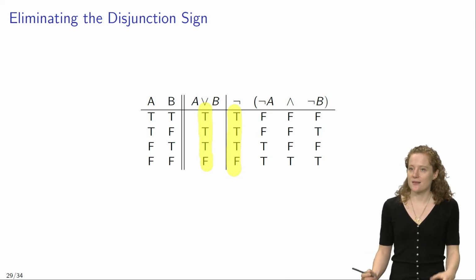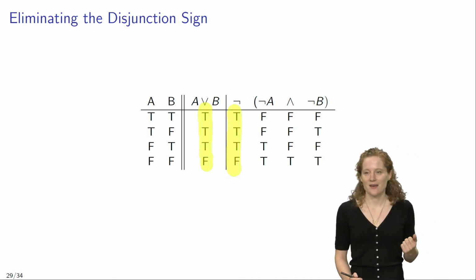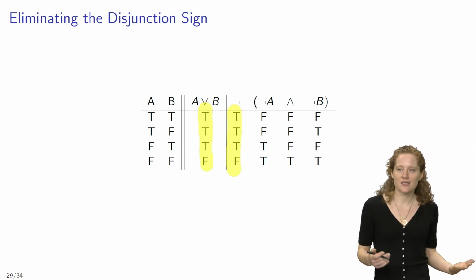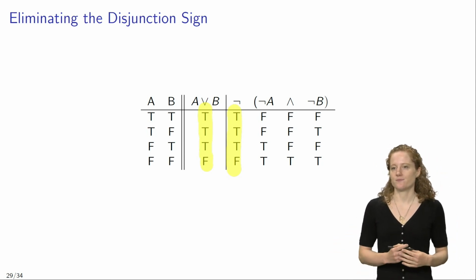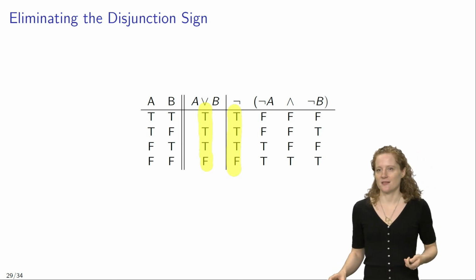And so that means that these two sentences have the same truth conditional meaning. And instead of saying A or B, we could always say it's not the case that not A and not B. And so we could, in principle, eliminate the disjunction sign.